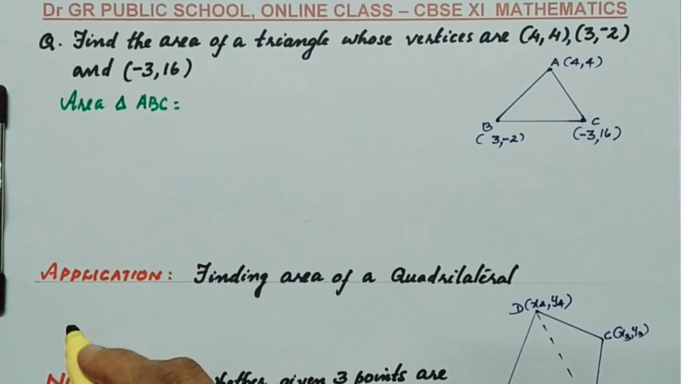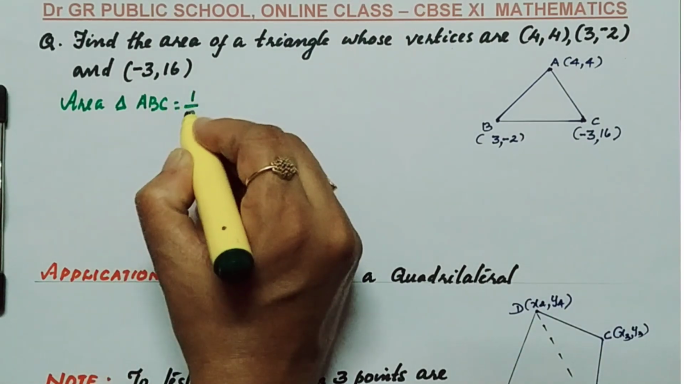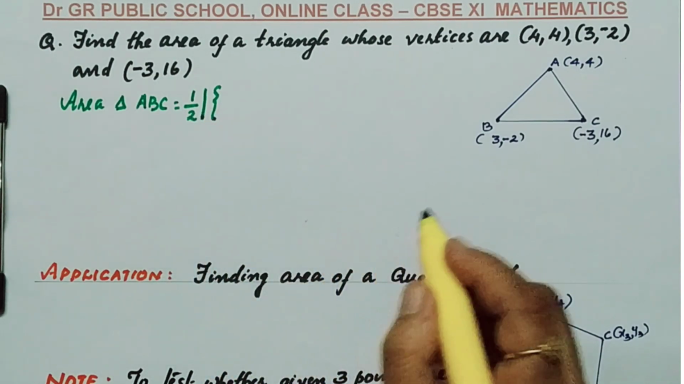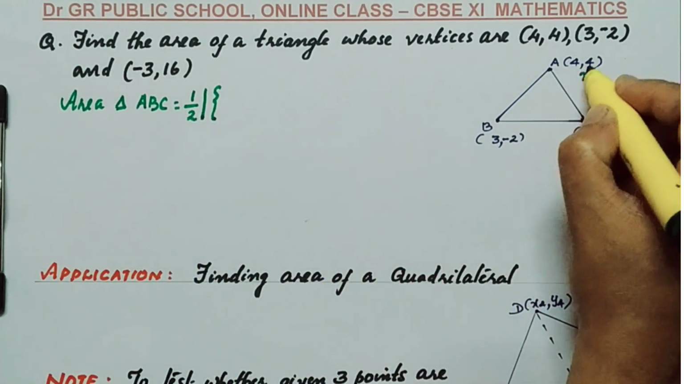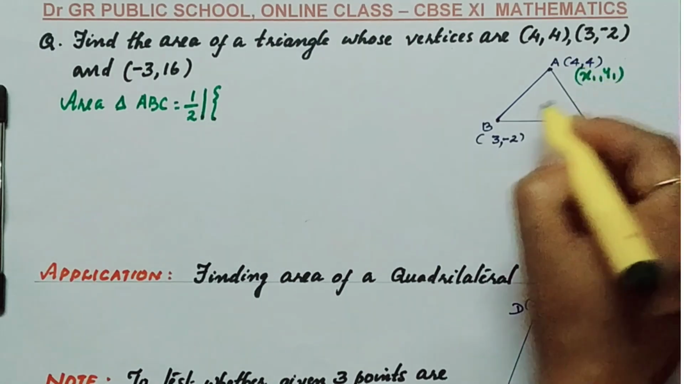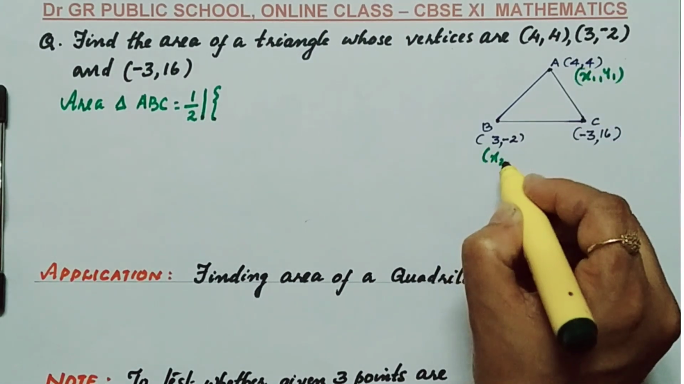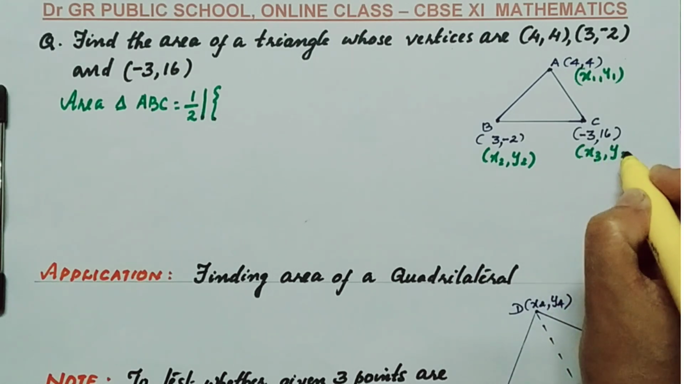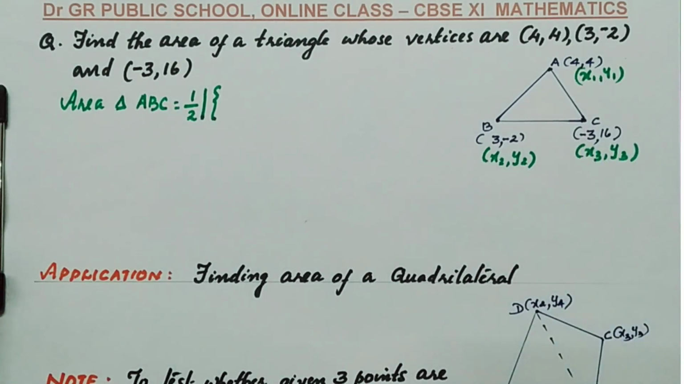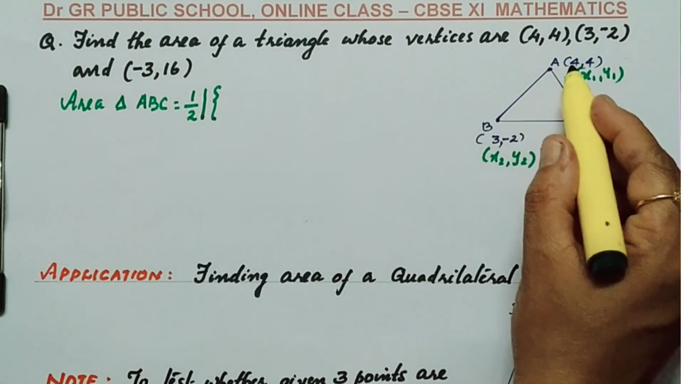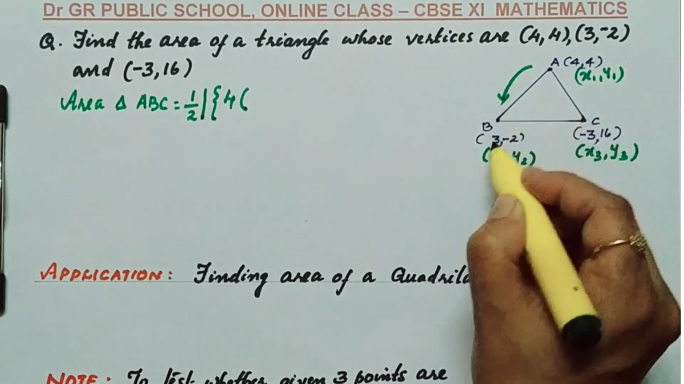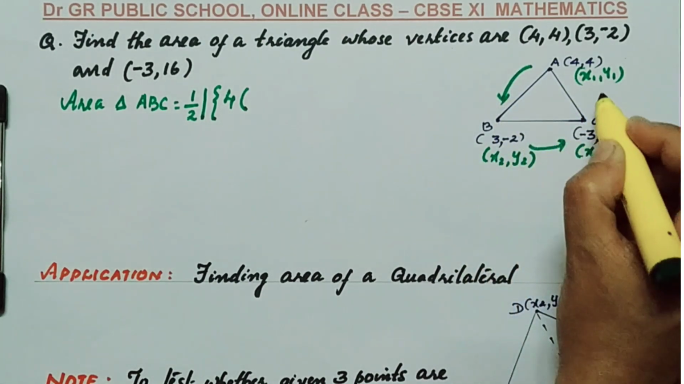equals. Without writing the formula, I am going to do it directly. Half into modulus of, within the bracket, x1. A you need to think as x1, y1. The coordinate B you need to think as x2, y2, and the coordinate of C you need to think as x3, y3. So we are going to do directly half into x1, means 4, into, go in the cyclic way: A to B, B to C, then C to A.